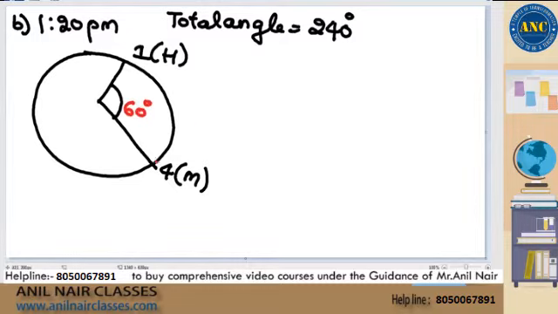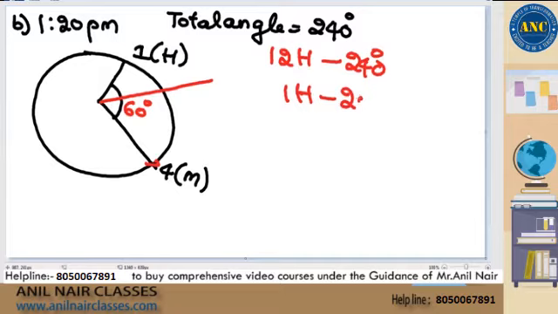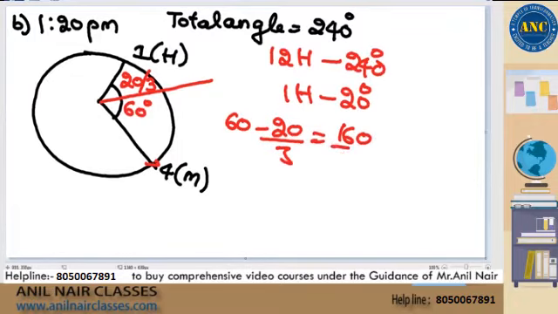When the minute hand reaches 4, the hour hand will tilt for 20 minutes. 12 hours is 24 degrees for the hour hand's shift. 1 hour is 20 degrees, so it is 20 by 3. 60 minus 20 by 3, which is 180 minus 20 by 3, gives 160 by 3.